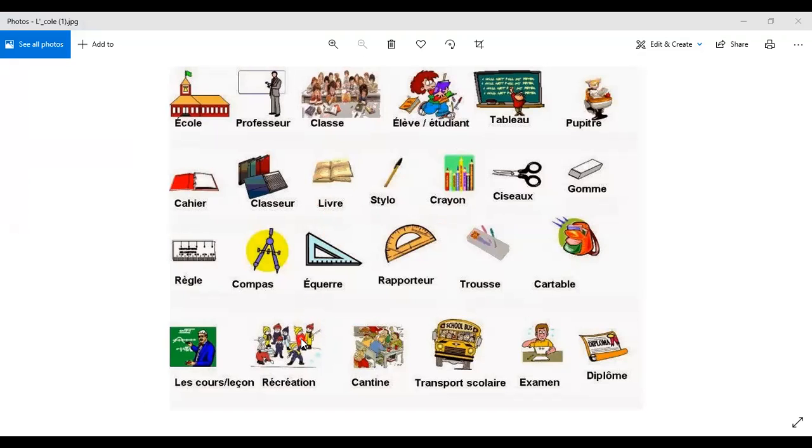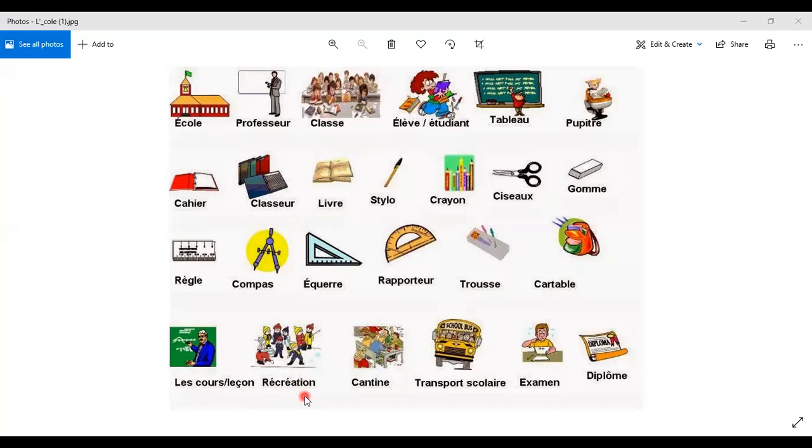So now we talk about the break time, and break time in French we can say pause. So can you say it with me? Une pause. Une pause. And there is another word, récréation. Say it with me. Récréation.